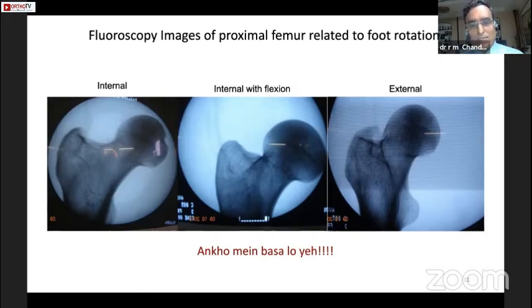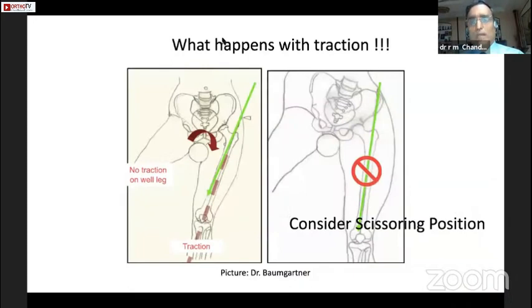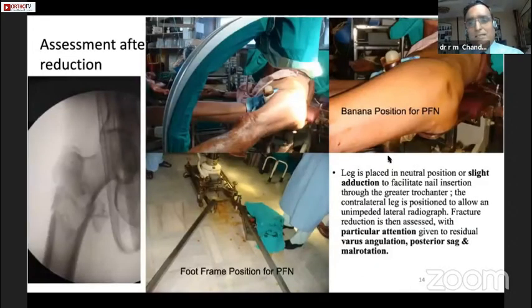Why is this important? Let's see. The fracture reduction is a four-step technique, which is very important for a PFN. It is foot traction, correct the posterior sag, have some flexion and rotate 10 to 15 degrees internal rotation in a routine IT fracture. What happens with traction? As Baumgartner has said, the traction on a well leg in a scissors position helps get into this position. Otherwise, we'll not be able to get into the entry point properly. And this is how we would have a banana position. That is very important. In the reduction film itself, we should not have any varus. The point contact should be there.